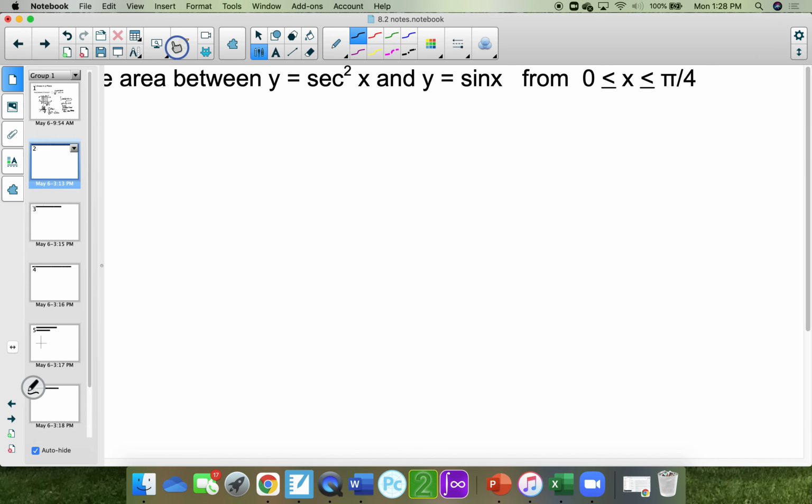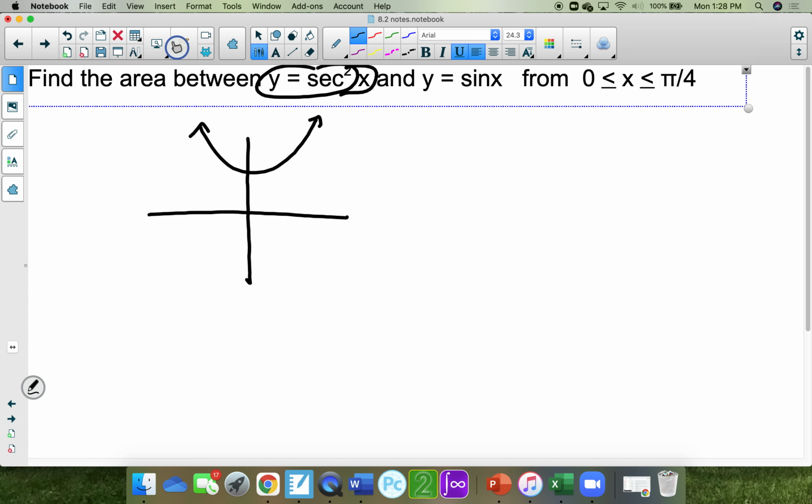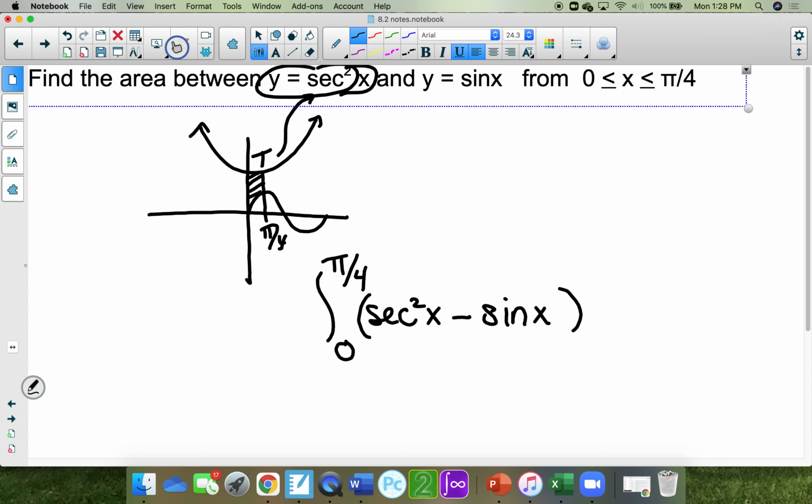Okay, so let's find the area between y equals secant squared x and y equals sine of x from 0 to pi over 4. The first thing you have to do on the test is to graph this curve. That is going to look like a parabola. And then I'm going to graph the sine graph, and the sine graph looks like this. They want you to integrate from 0 to pi over 4, so they only want this part of the graph, basically. The top graph is this one, minus the bottom graph, which is the sine of x, and then put a dx.